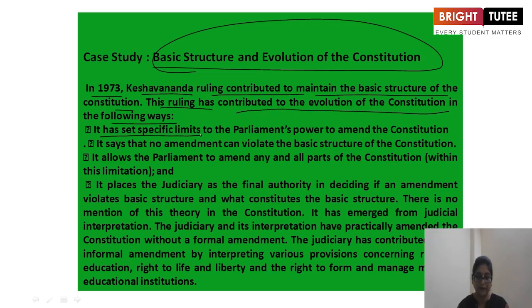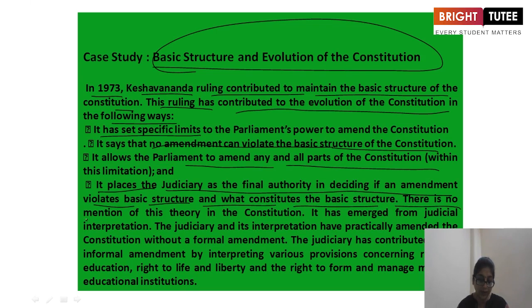It has set specific limits to the parliament's power to amend the constitution. It says that no amendment can violate the basic structure of the constitution. It allows the parliament to amend any and all parts of the constitution, and it places the judiciary as the final authority in deciding whether an amendment violates the basic structure and what constitutes a basic structure.